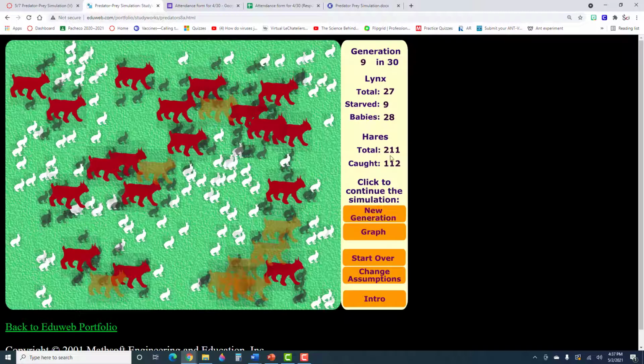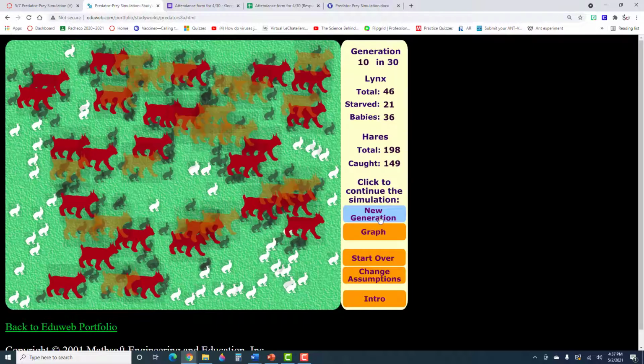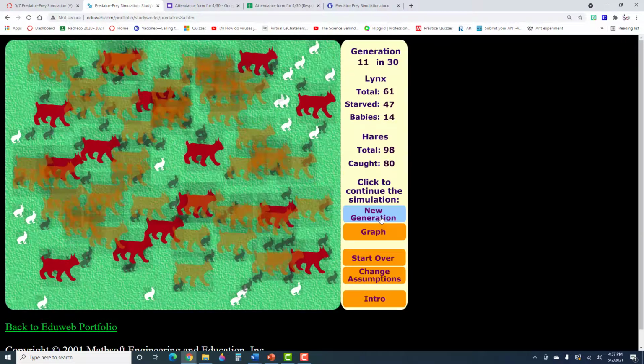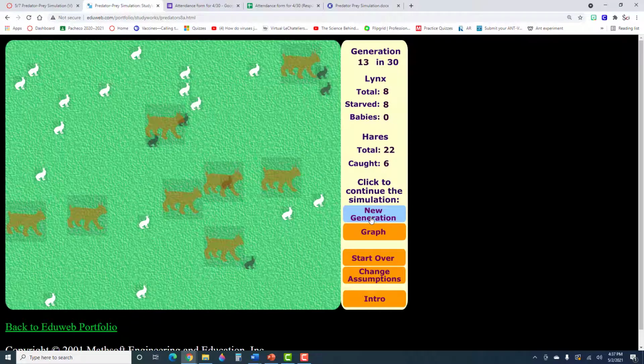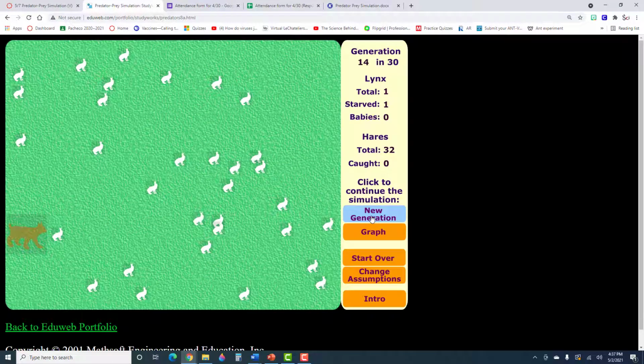Generation 9. Now the hares is going down. And that's because there's lots of lynxes, and in order for those lynxes to survive, they have to eat a lot of those hares, and so you're seeing a decrease. Generation 10, generation 11, generation 12. Now we're killing off those lynxes really fast. Generation 13, everyone is starving to death. Generation 14. Now we're back to there's only 1 lynx again, and we're kind of starting over.